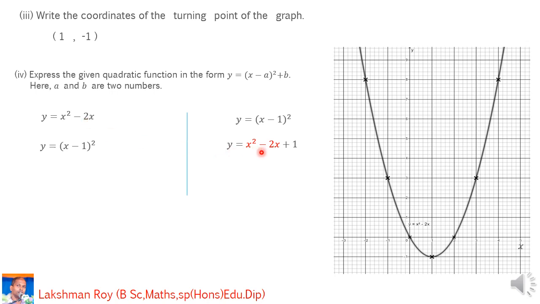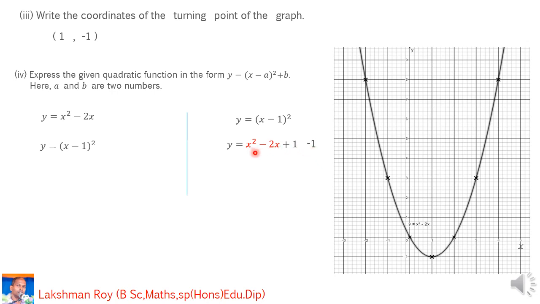Here you can see in the red color, right? The y equal x square minus 2x part is there, but there is an additional term. So we do not need this one, right? We do not need this one. So how to remove that one? We can remove that one by subtracting 1, right?